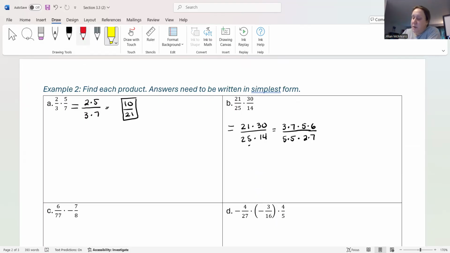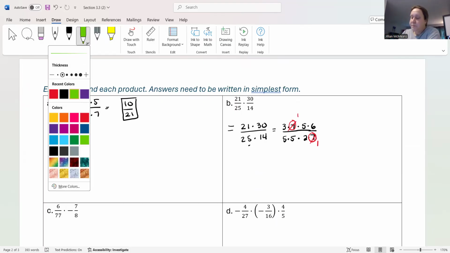Right here, well, let me do this. Right here, I notice a 7 and a 7 that are in the numerator and denominator. That's a common factor that I can divide out. That tells me that 21 and 14 were both divisible by 7. And so if I divide by 7 here, well, 7 divided by itself is 1. 7 divided by itself is 1. So I've divided out a common factor of 7, which is really helping me in the long run.